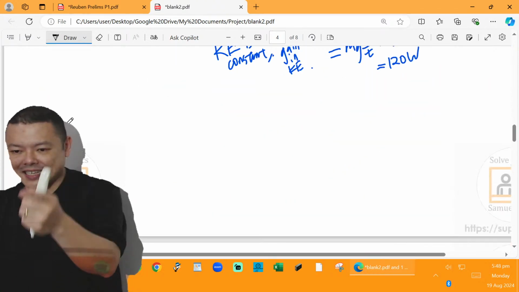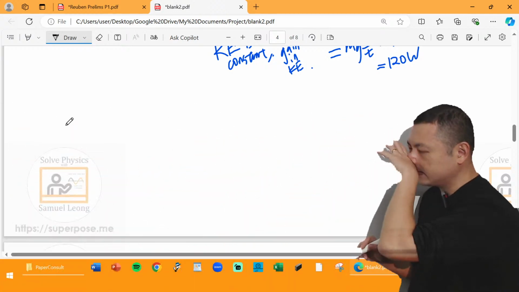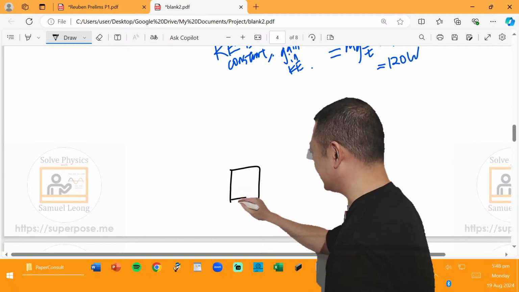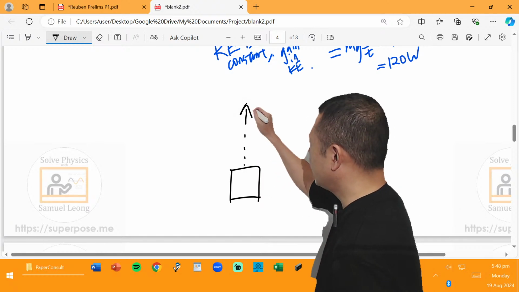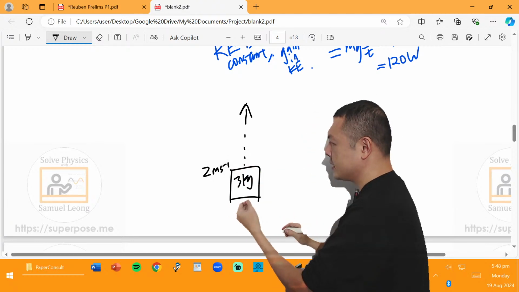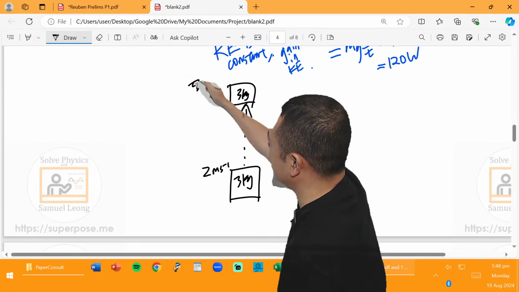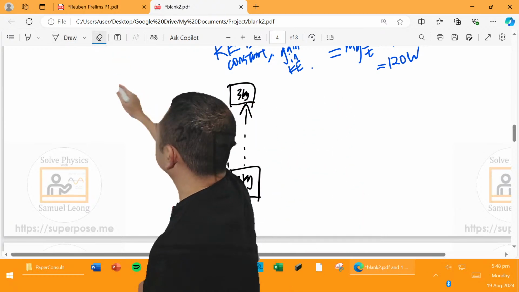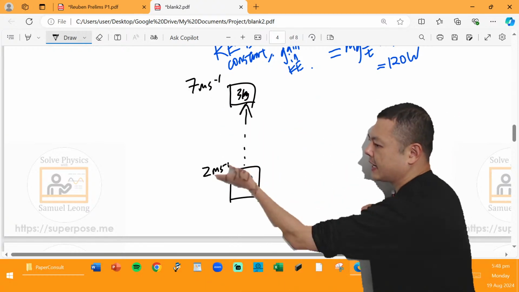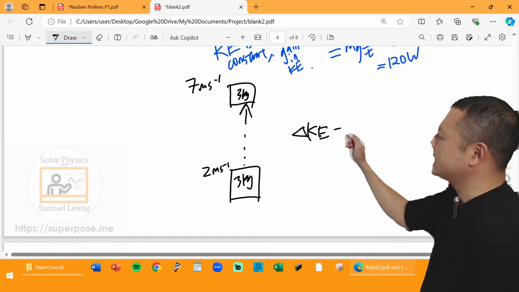One thing I just tested in the earlier class reinforced the idea that some students will forget these things. Let's say I have a 3 kg mass, initially at 2 meters per second, and it gains KE, and the final speed is 7 meters per second. So from 2 meters per second, it is raised up to 7 meters per second. The question is, what is the change in KE? What is the gain in KE?